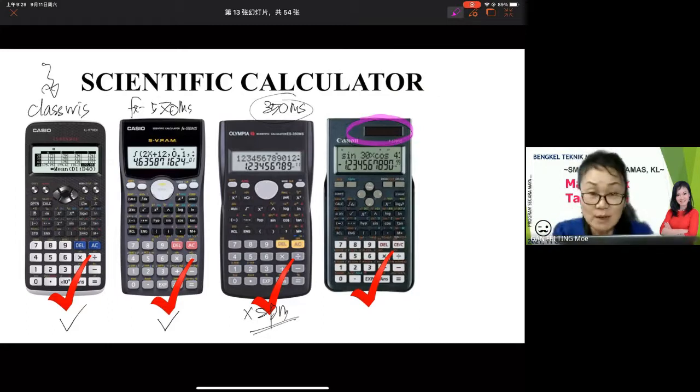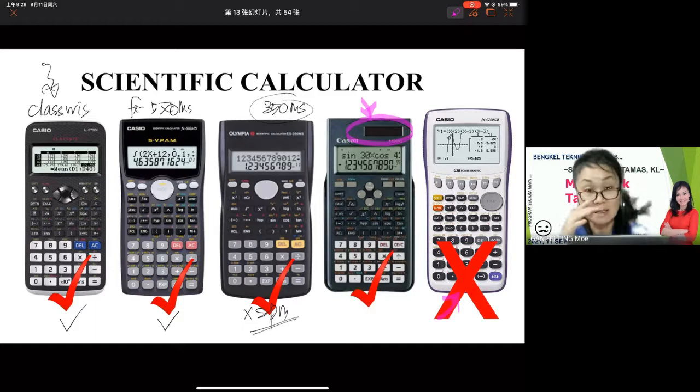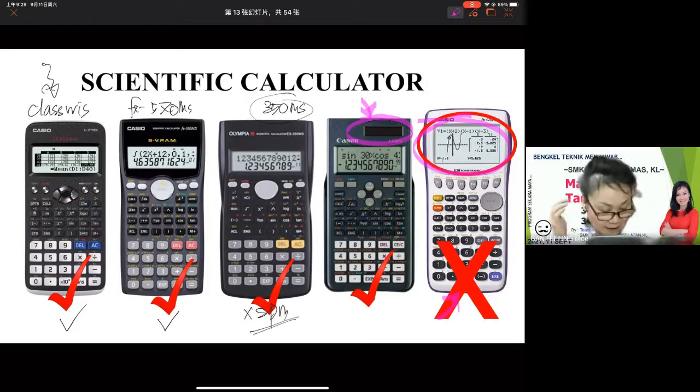This is by Solar. This is the screen for Solar, right? And then the last one, do you think that the fifth calculator can be used? The link, this one can be used or not? This one cannot be used. The last calculator cannot be used. Why? Due to this. Look into the screen here. Because in the screen came out the graph.